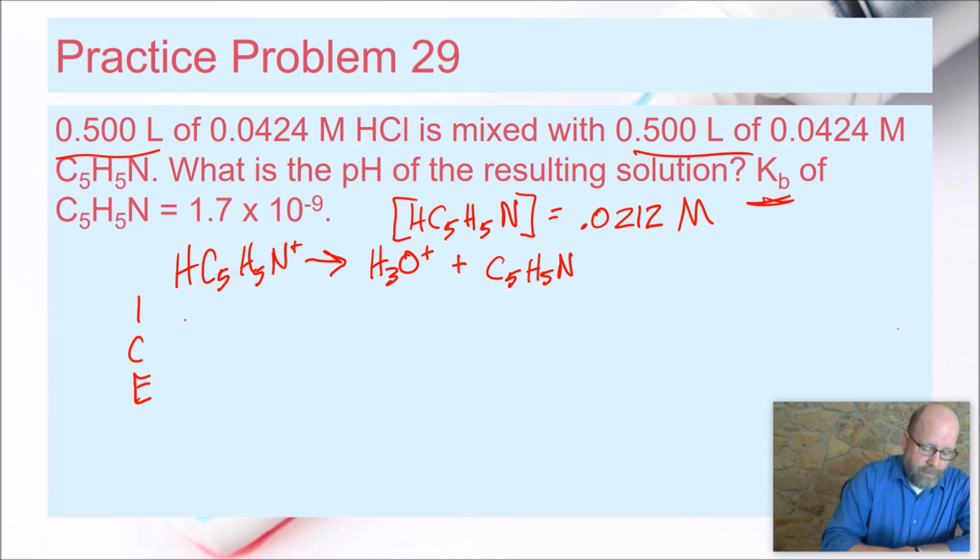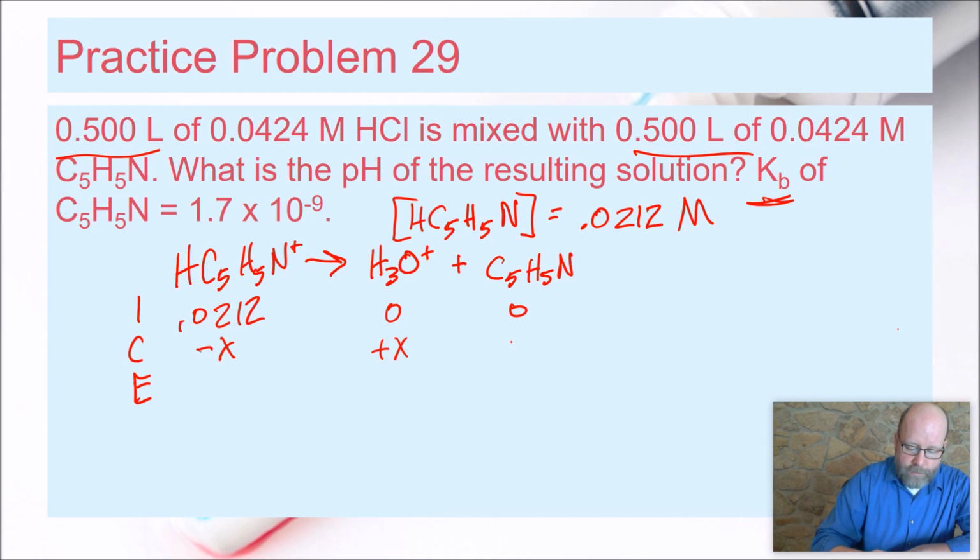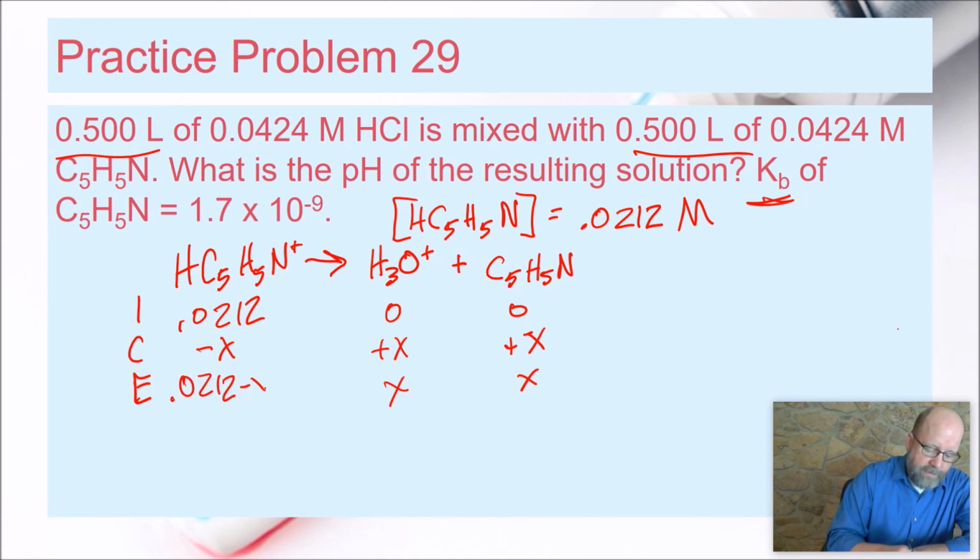So I've got this 0.0212. I've got none of this and none of this. That's my initial. My change is going to be minus X, and I'm going to get plus X because I'm only getting 1 hydrogen from that, so no 2s or anything like that to worry about. This is also plus X. So our hydronium ion concentration is going to be equal to X. And that'll be what we use to find the pH. And so we've got X for both of those values. And of course, this is going to be 0.0212 minus X.